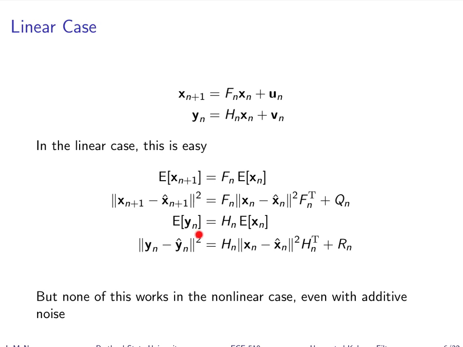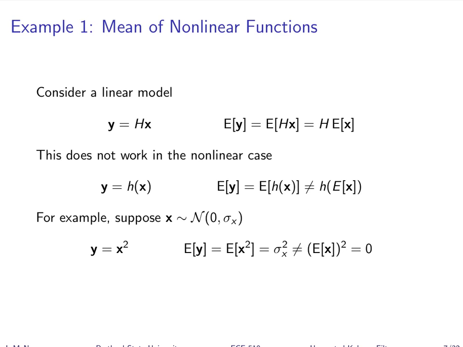Similarly, it ended up being really easy to predict what the measurement is going to be, because we take our predicted value of the state, its expected value, and just multiply it by the measurement matrix. So those turned out to be relatively straightforward and easy things to do. But those things are very hard to do when it's nonlinear, even if you're just interested in the mean.